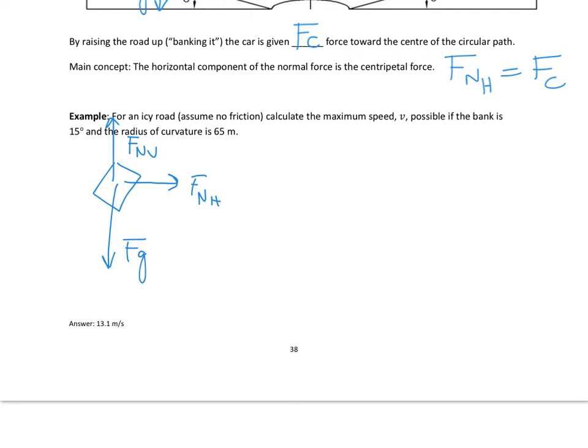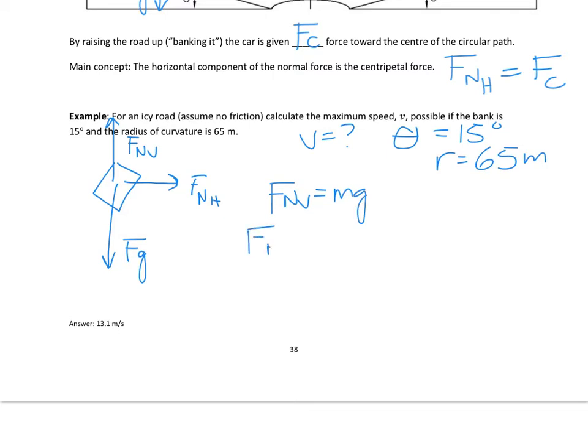All right, what information do we know? We know that we want the maximum speed. That's kind of cool. It kind of matters, right? Because if you're a civil engineer, you need to know what speed limit you can put on these banked curves. So that really matters. We know that theta is 15 degrees and the radius of curvature is 65 meters. Awesome. So on the other sheet that we just did, we said that FNV equals Fg, which is mg, and then we're going to say FNH equals Fc.